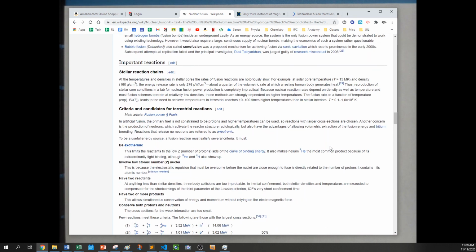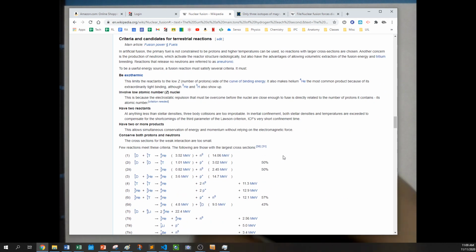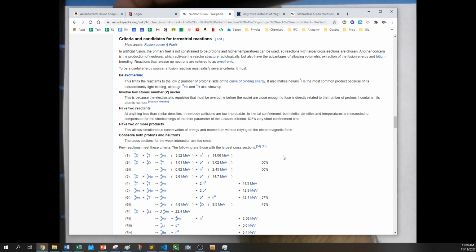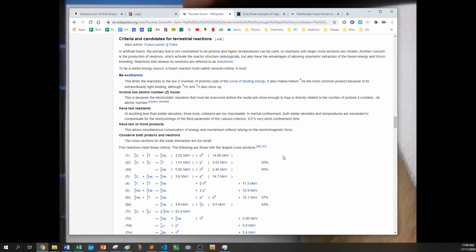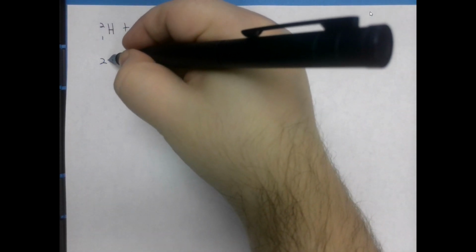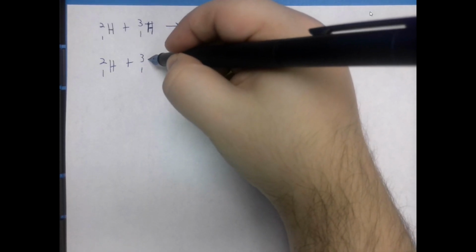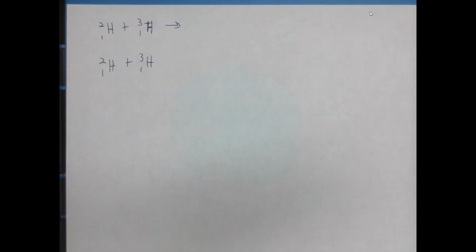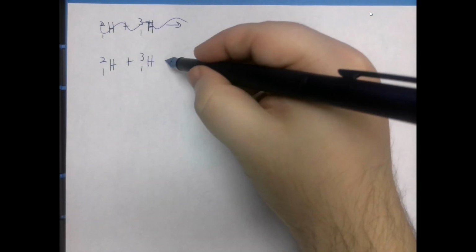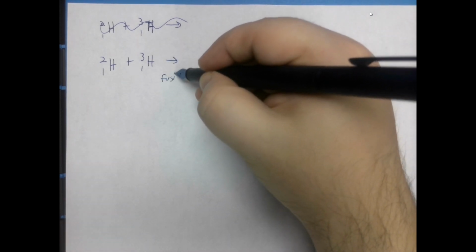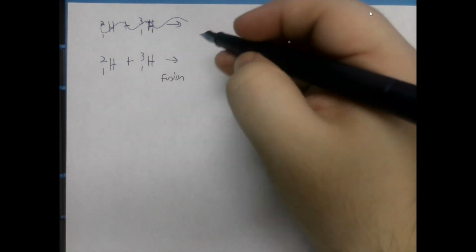This is a straightforward equation. So we have deuterium plus tritium. Hydrogen 2 and hydrogen 3, so deuterium and tritium. In the sun, they fuse together. This is fusion. So the protons come together.